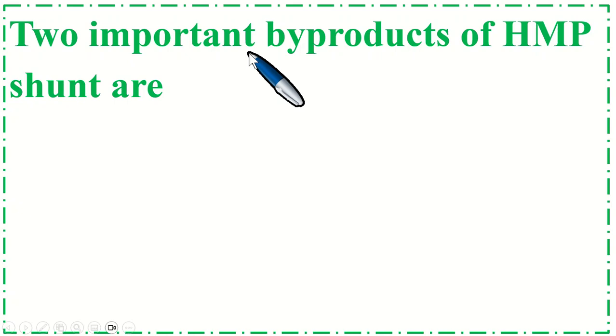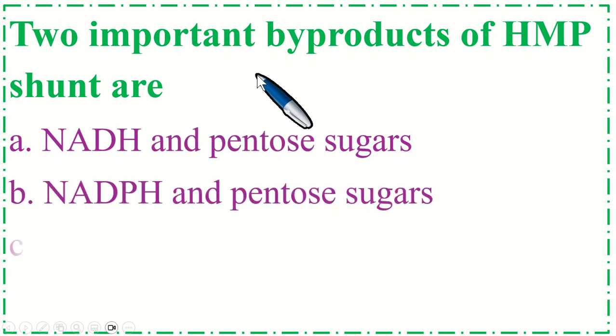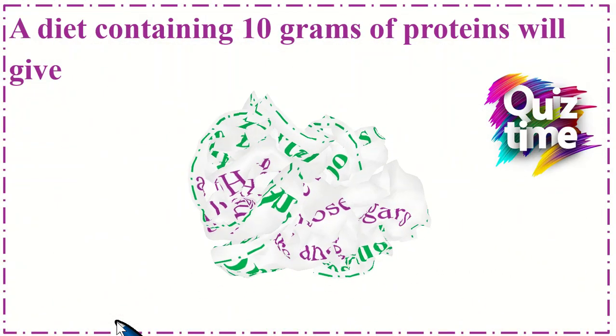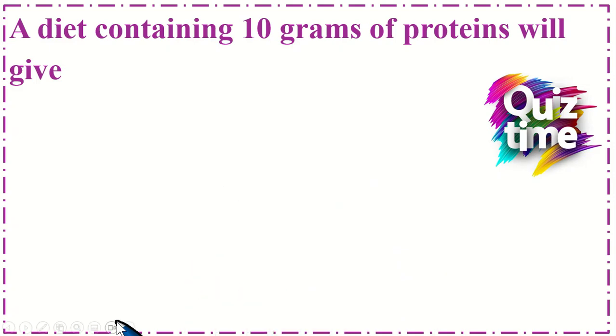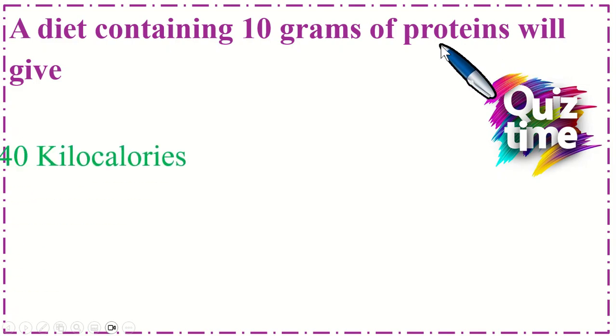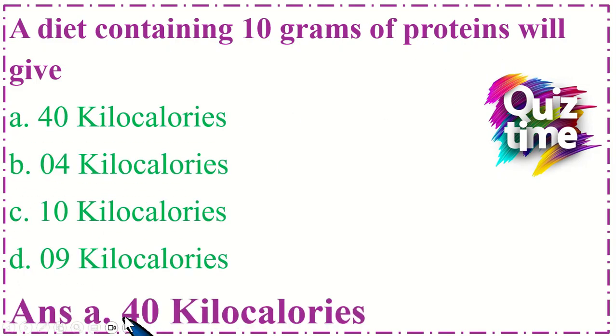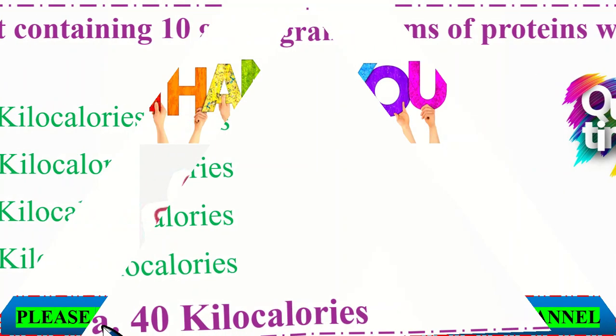Two important byproducts of HMP shunt are... Correct option is B. NADPH and pentose sugar. A diet containing 10 grams of proteins will give... Correct option is A. 40 kilocalories.